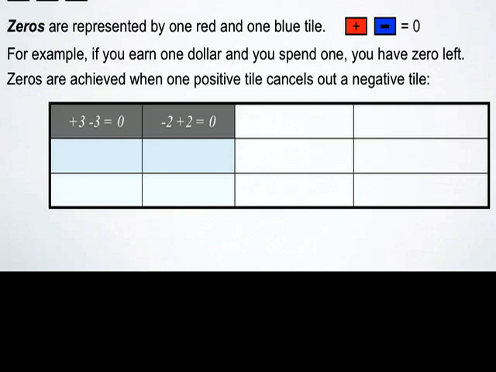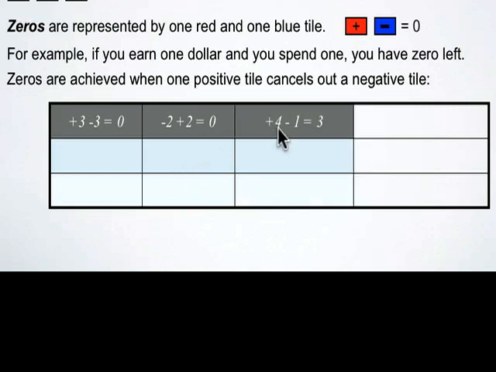If I look at negative 2 and positive 2, 2 blue tiles represents the negative 2, 2 red tiles represents the positive 2. Again, I have 1 zero there that cancels out. I have another zero here that cancels out, and I can see that there's nothing left. So indeed that does equal 0.